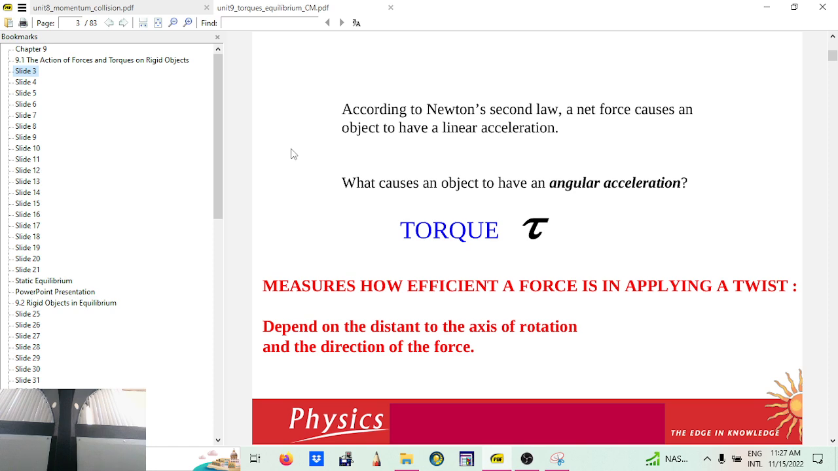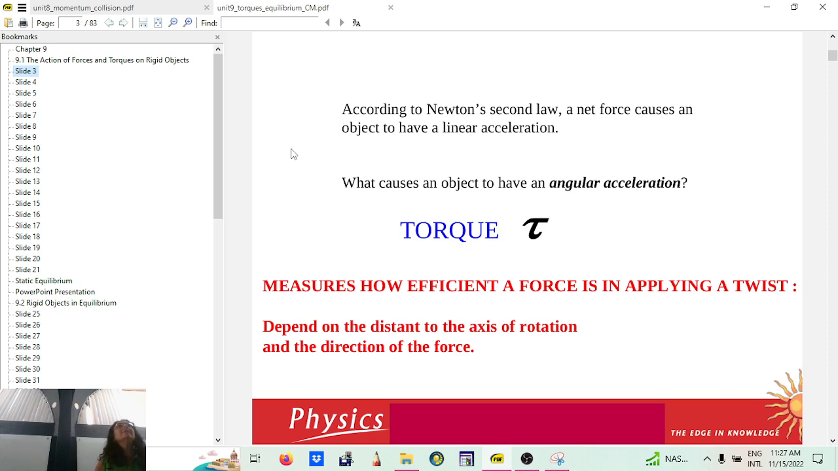So I have to introduce a new physical quantity. We call that the torque. That torque will provide an angular acceleration. So if I push, the door will start to move faster. And inside that torque, I need to include a direction, a distance, and a force.